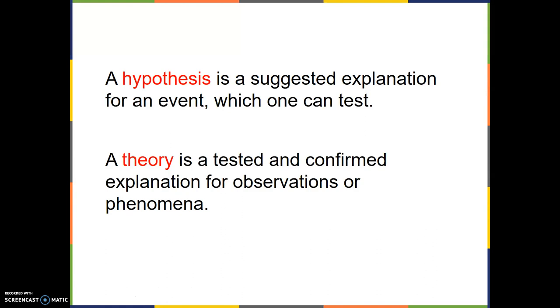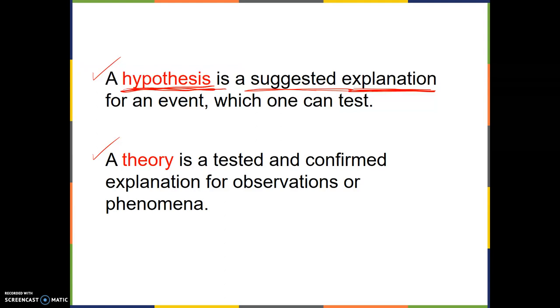Some more definitions here. A hypothesis and a theory are two terms that students get mixed up and confused. And mostly it's because when we use the word theory in everyday language, we tend to use it in a different way. I might make a statement like, I have a theory about that. And what I'm saying is, I have a guess. But a theory in science is not a guess. And a hypothesis has often been called an educated guess, but it's also not a guess. It is a suggested explanation. There is a slight difference between a suggested explanation for an event and just guessing randomly.